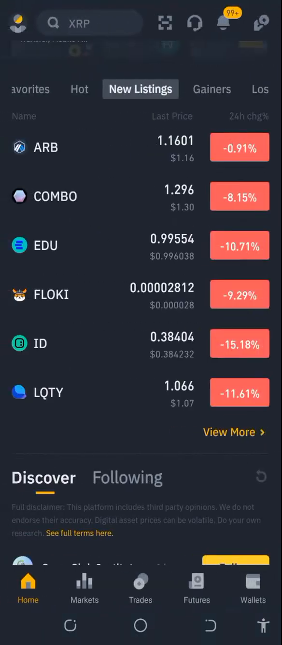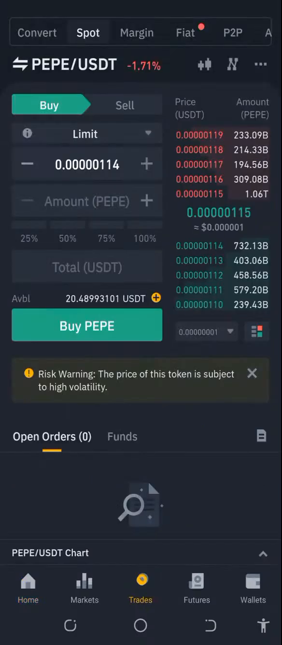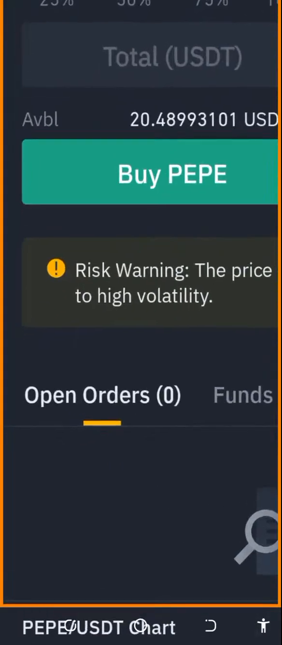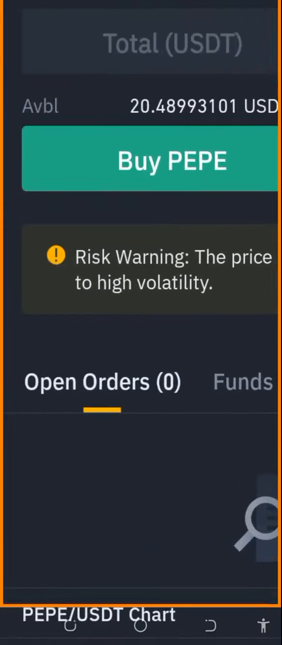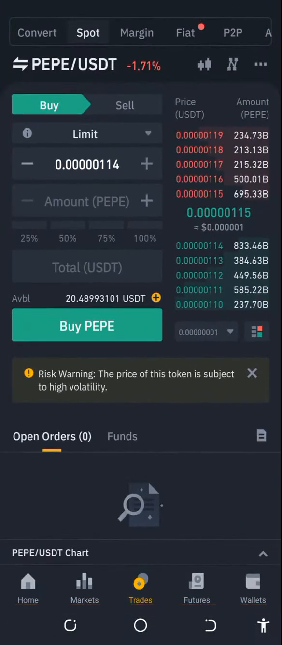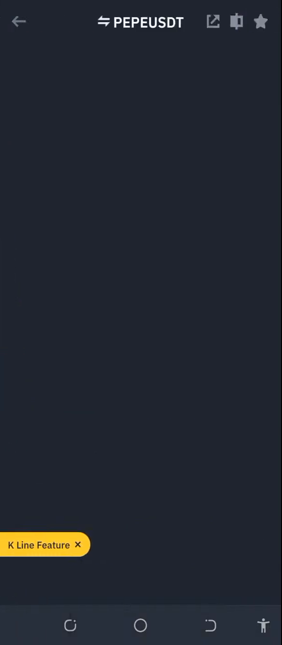Now, of course, I was just carried away by the fact that it's new. But the truth of the matter is it's one of the new coins on the block, so it's quite given to a lot of volatility. If you take a look at what they said here, it says risk warning. The price of this token is subject to high volatility, very high. So that means at some point it can unnecessarily drop, and at some point it can unnecessarily rise, just like you can see here.